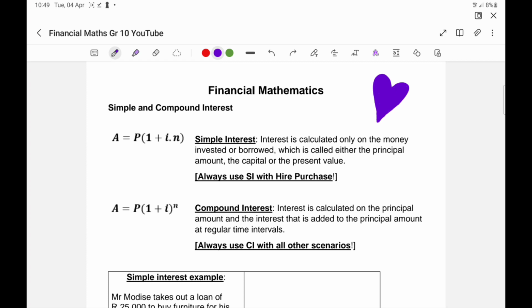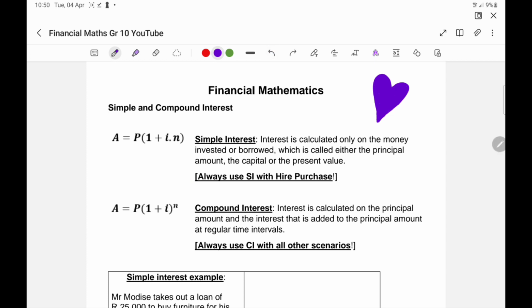Simple interest is the interest that is calculated only on the money invested or borrowed, which is called either the principal amount, the capital, or the present value. So your money doesn't get compounded. The interest doesn't get added onto the principal amount. It only works out the interest on the original money that you've put in there. Very, very important to note is that we always use simple interest with hire purchase, or when they tell you that it's simple interest.